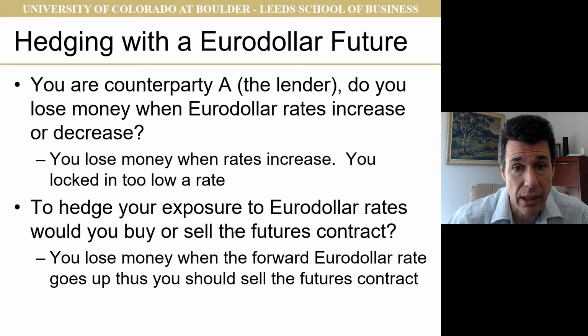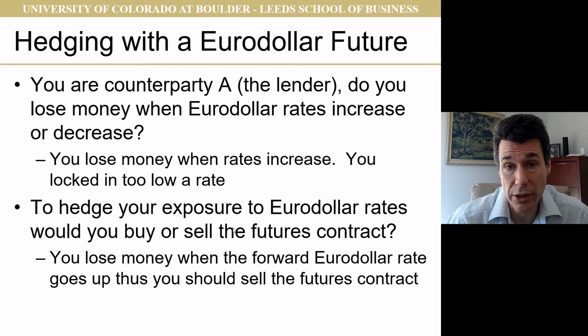Let's walk through that again, right? Counterparty A, we've traded the FRA, we've locked in 3.29%. If rates increase, we lose money on the FRA. Why? Because we locked in too low a rate. Our hedge needs to make money when rates increase. The futures price falls when rates increase, therefore we want to be short the futures contract.